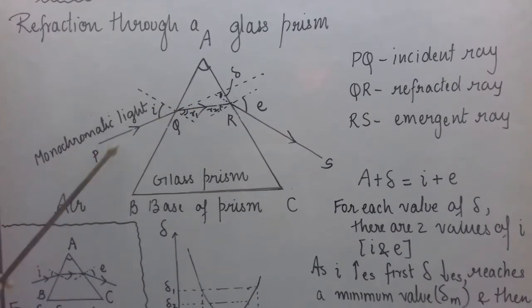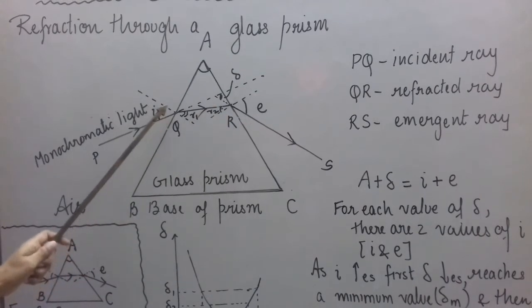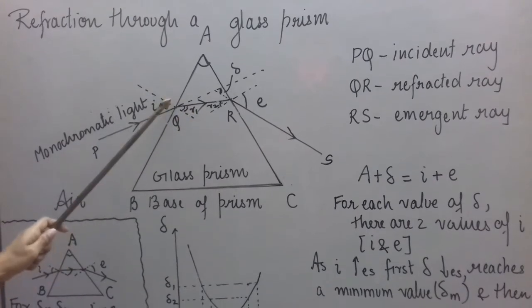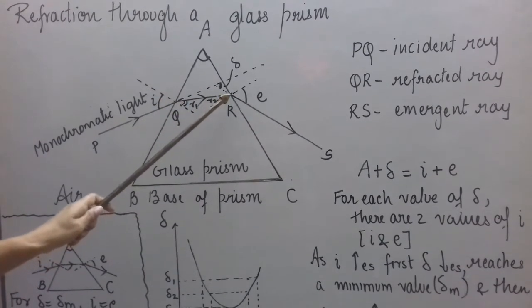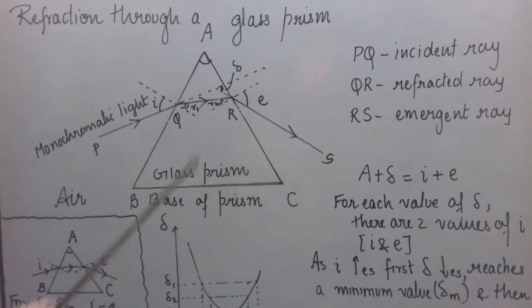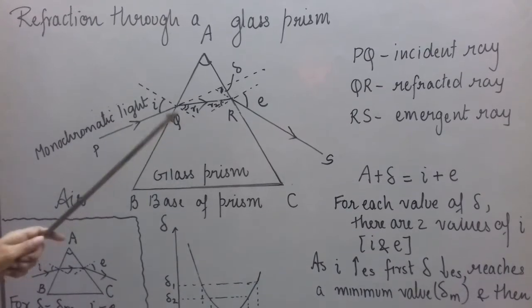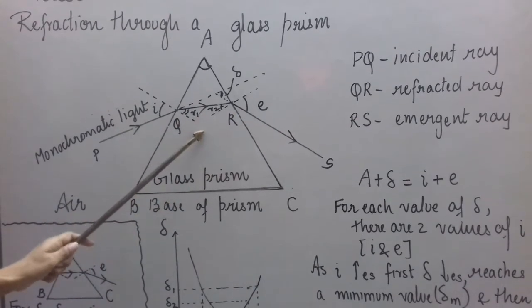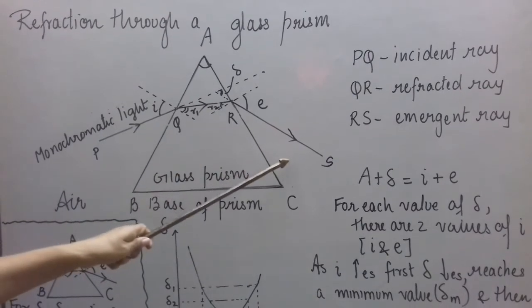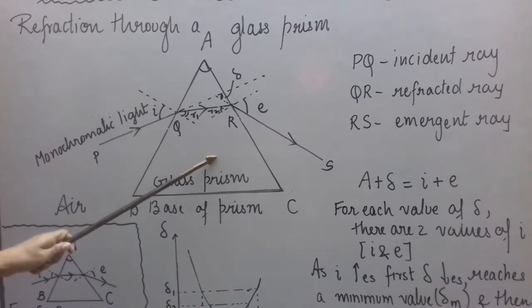Now, PQ is an incident ray, QR is a refracted ray for the first refraction that takes place at this point Q. Now again when the refracted ray is traveling here, at this point R, it is going to come out of the prism. It means again the change of medium will take place. Again the light is going to change its medium from glass to air. But now it is from optically denser to optically rarer medium. So in this case, the ray will bend away from the normal.